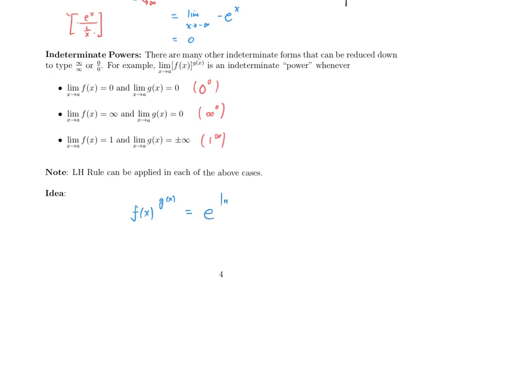We would say it's e to the natural log of f of x to the g of x. Remember, an exponential and a natural log undo each other. But specifically in this case, that troublesome exponent function comes out front of the natural log. So we would have e to the g of x natural log f of x. So to handle these indeterminate powers, we will rewrite using properties of exponentials and natural logs and then evaluate the limit. Let's go ahead and explore a few examples.